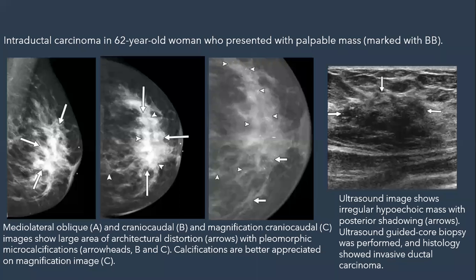Okay, let us see these examples. Intraductal carcinoma in a 62-year-old lady presented with a palpable mass. Look at this palpable area, the area of palpable abnormality. Look how it is distorted with global asymmetry, and here associated with pleomorphic calcifications, microcalcifications.